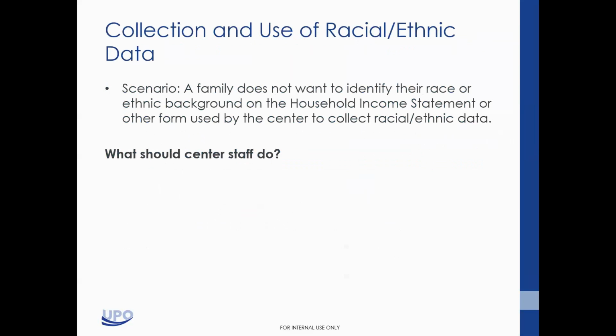So we're going to have a little scenario here. A family does not want to identify their race or ethnic background on the household income statement or other form used by the center to collect racial and ethnic data. So say on the enrollment form they say they don't want to fill it out, what should you do?